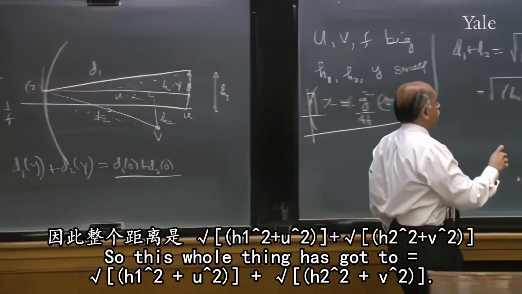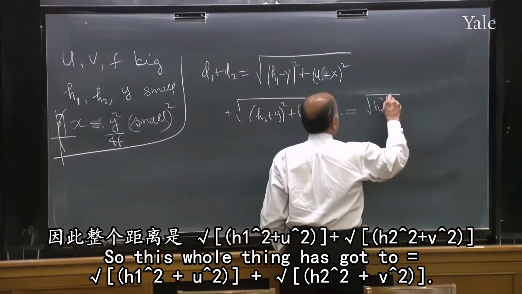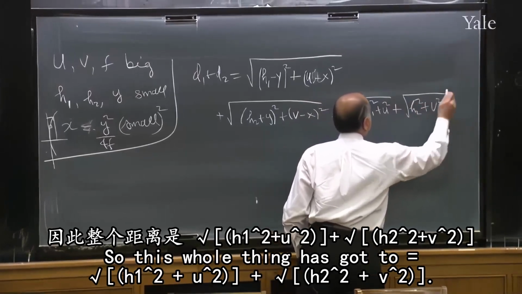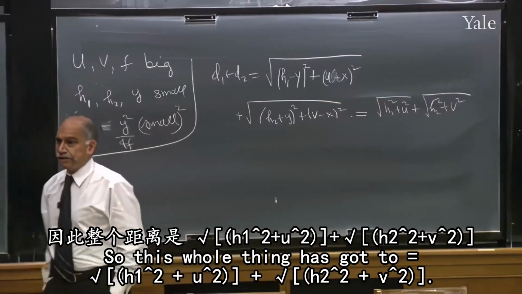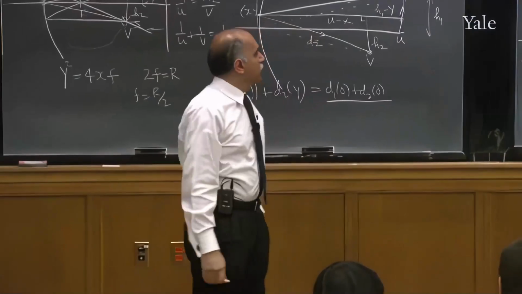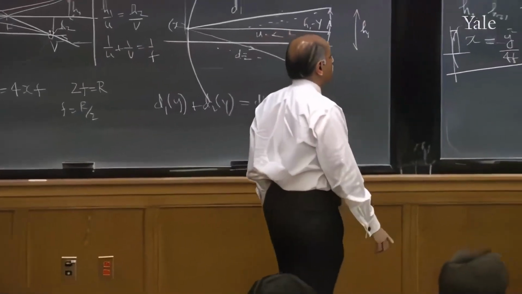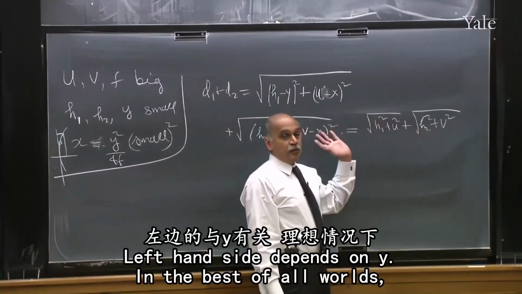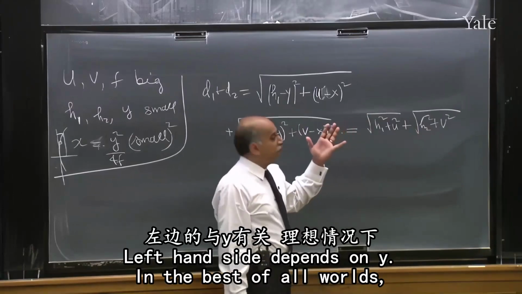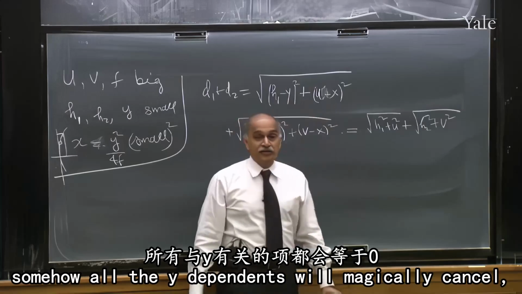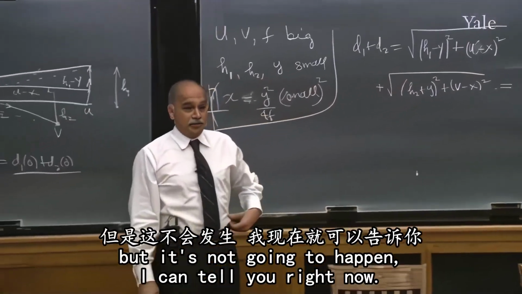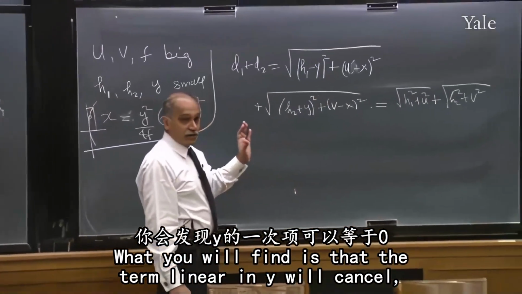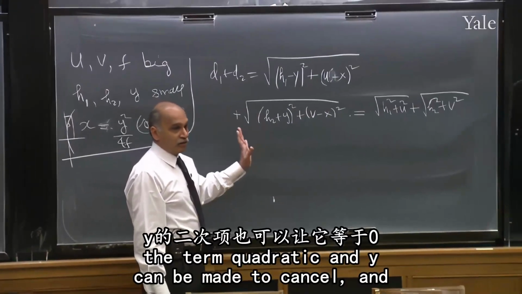So this whole thing has got to equal the root of h1 squared plus u squared plus the root of h2 squared plus v squared. So the right-hand side does not depend on y. Left-hand side depends on y. In the best of all worlds, somehow all the y dependence will magically cancel. But it's not going to happen. I can tell you right now. What you will find is that the term linear in y will cancel. The term quadratic in y can be made to cancel, and that's all you can do.